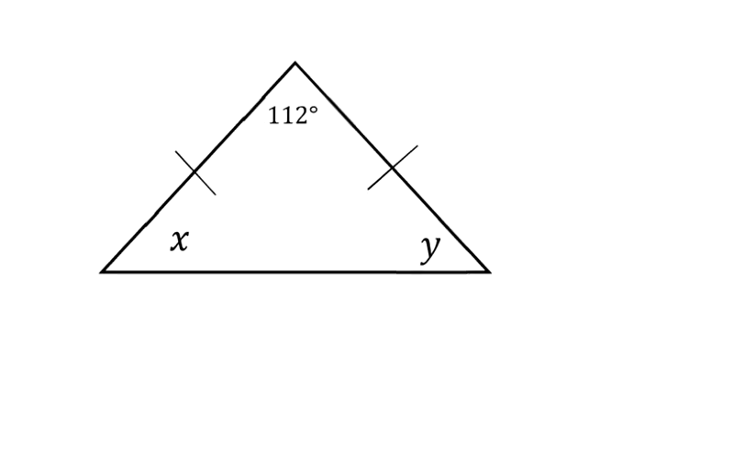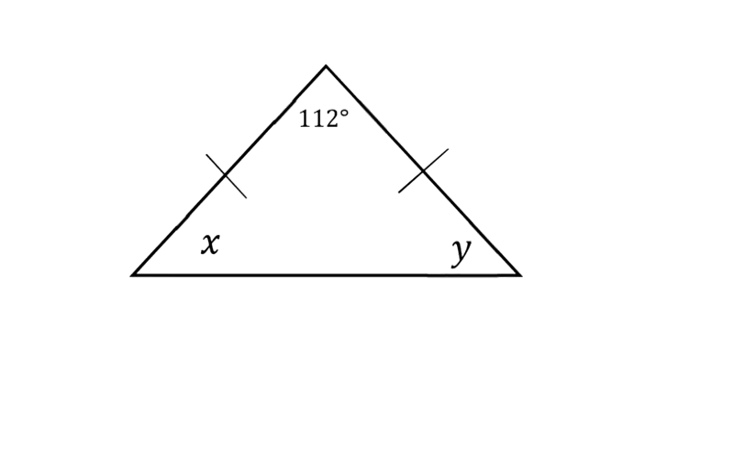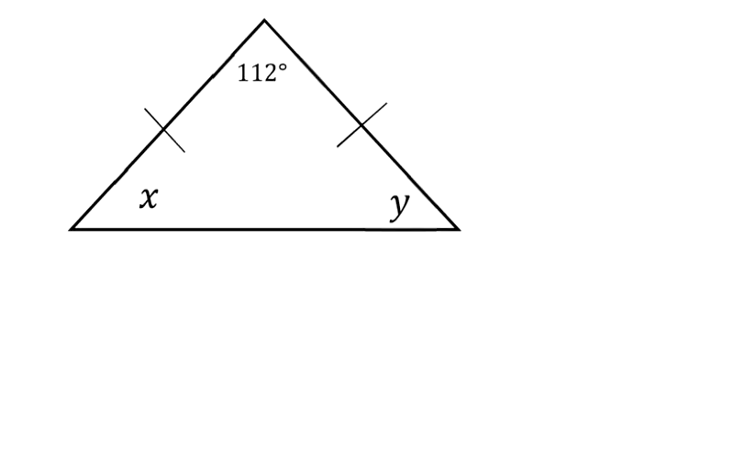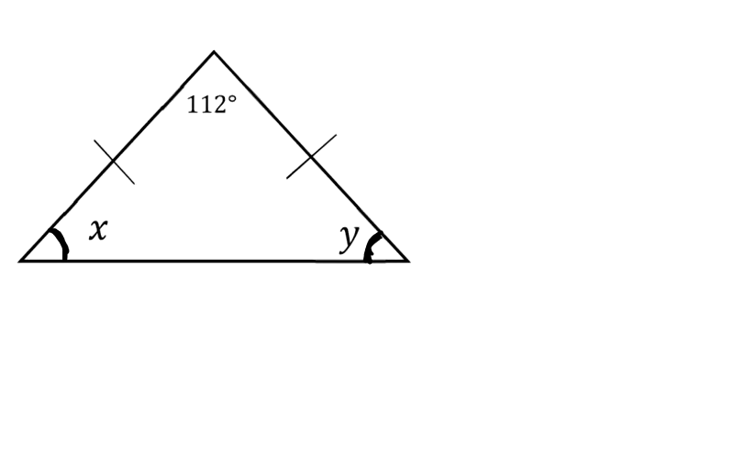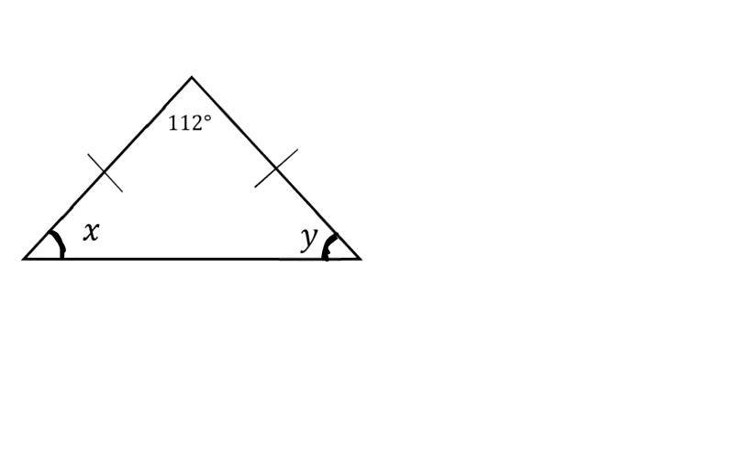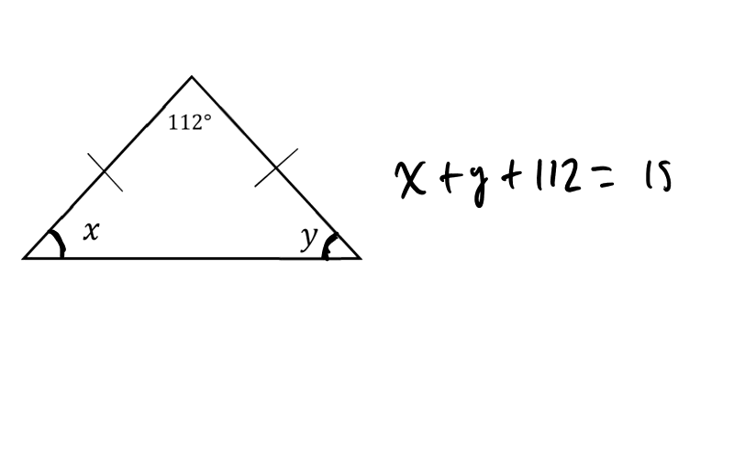For the other, because this is an isosceles triangle, these are marked congruent. Because of that congruency, I know that these base angles must be equal to each other. And at first glance, that may be like, well, how's that going to help? Well, if we apply the triangle sum theorem as well, the three angles x, y, and 112 in any triangle add up to 180 degrees.